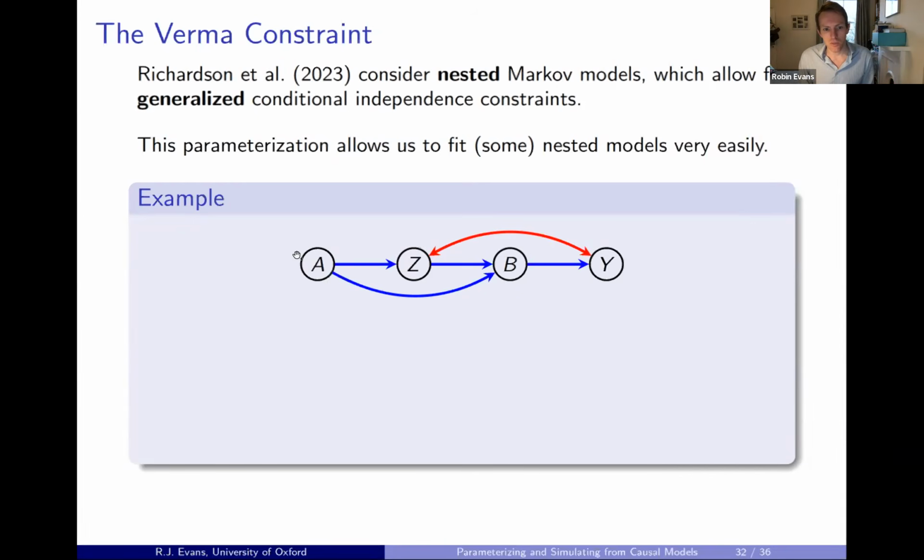So here is a specific example of what's known as the Verma graph. Here, the idea is that A does not have any direct effect on the outcome Y, but if you look, there's no M-separation that would tell you that A is independent of Y in any sense. So if I don't condition on Z and B, then this just leaves open that path, the directed path here. But if I do condition on either Z or B, then it opens up this backdoor path here, because Z is a collider.